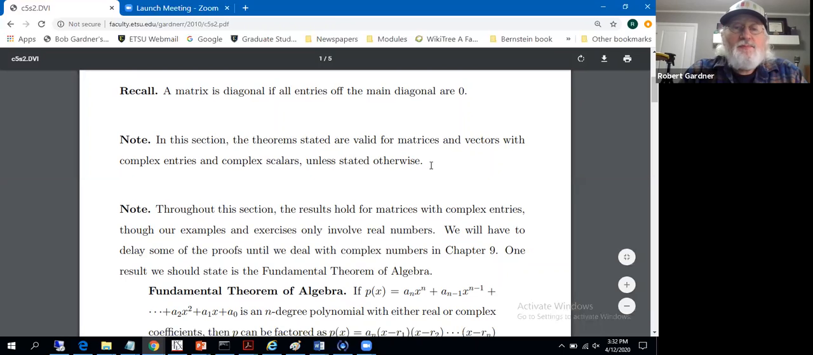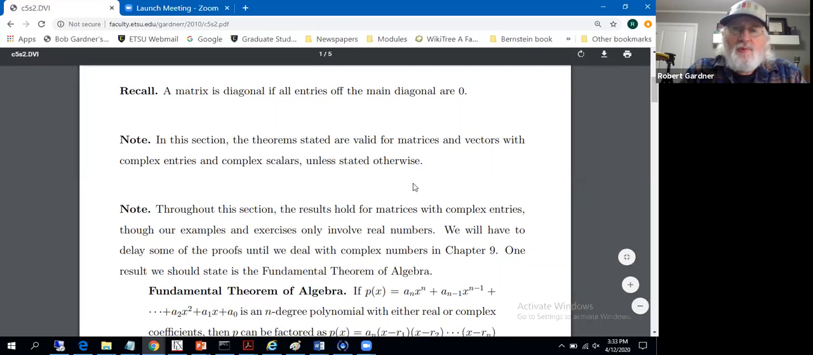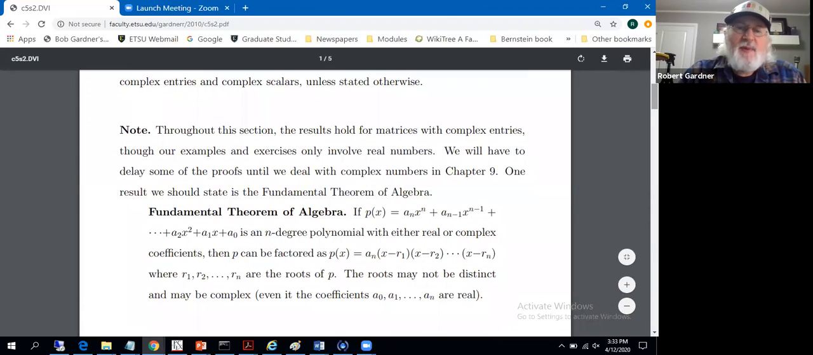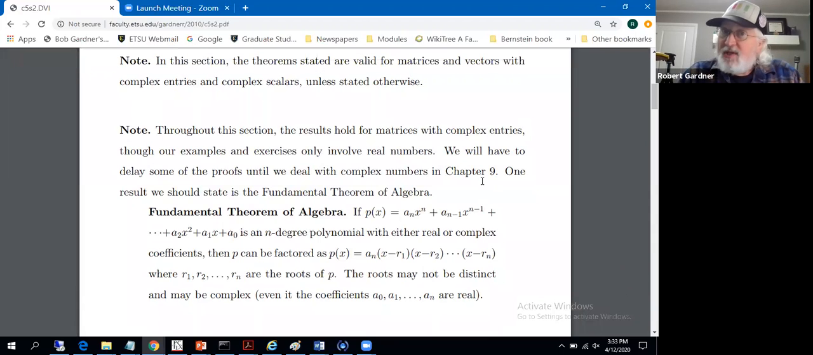Okay, so the plan is do what we can with real numbers. These theorems from this section are valid whether we use real numbers for entries in matrices and entries in vectors. They're also valid for complex entries and complex scalars. This has been an issue we've pushed aside until now, and we'll still largely bury it. In chapter 9, there's a good deal of information about vector spaces where the numbers are complex and the entries in the vectors are complex.